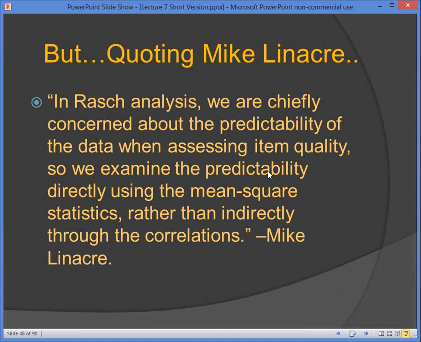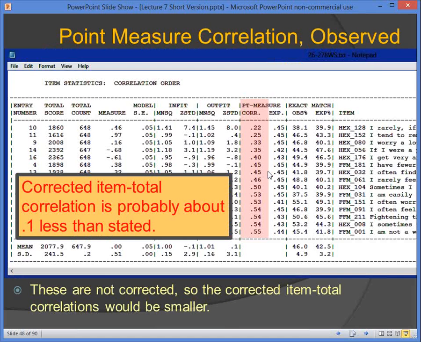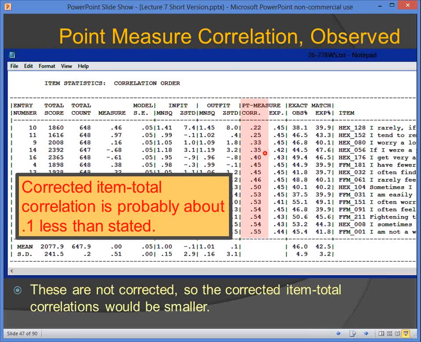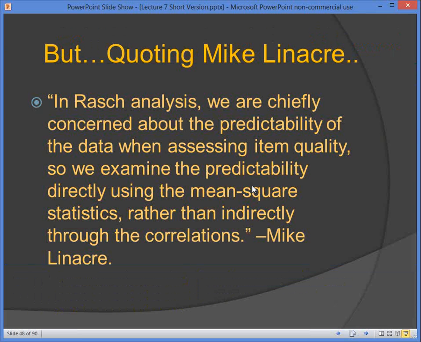Okay? Ordinarily, in a classical psychometric context, we would use the item scale correlation in connection with alpha to decide whether the item belonged to the scale. Here we can't really do that, or actually we can do that, but it has less weight. Mike Linacre, who is the guru on this stuff, says that in Rasch analysis, we are chiefly concerned about the predictability of the data when assessing item quality. So we examine the predictability directly using the mean square statistics rather than indirectly using correlations.